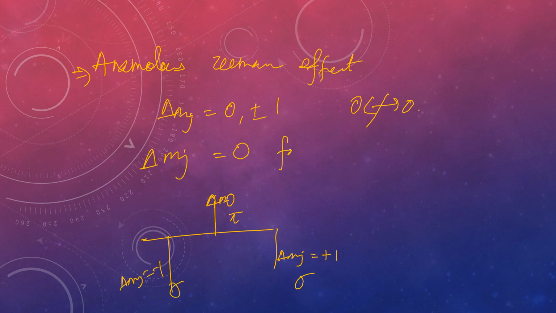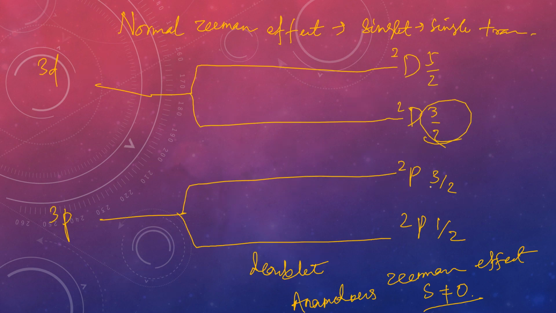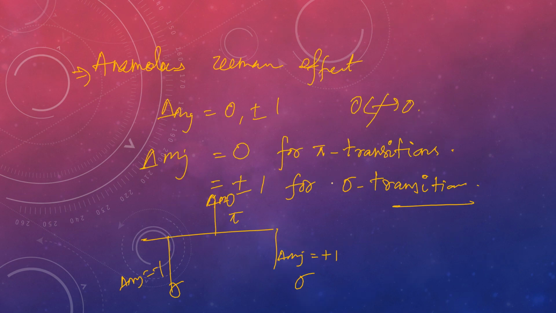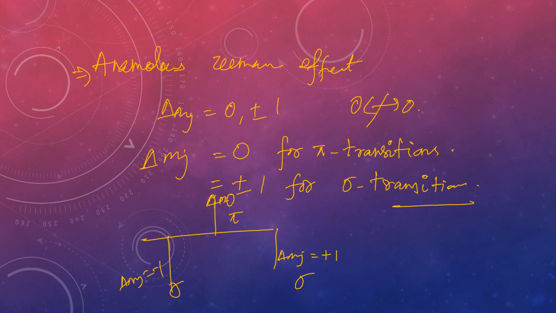Okay, del MJ is 0 for pi transitions or pi polarization, and del MJ is equal to plus or minus 1 for sigma transitions. So here, if you check, what are the differences in them? 3 by 2, 3 by 2 is 0. 5 by 2, 3 by 2 is 1. So 0 and 1, both types of transitions are there. And 3 by 2 to 1 by 2 is also 1. So both types of transitions are there.